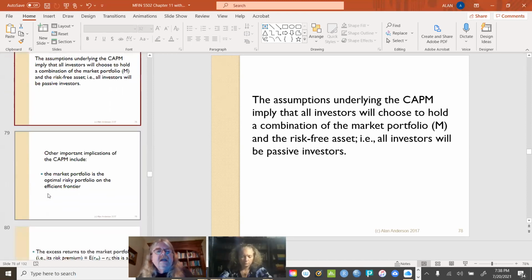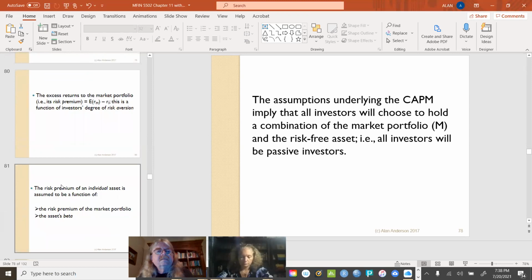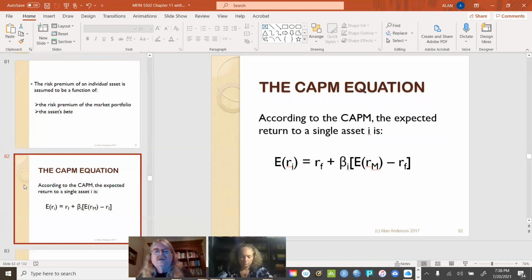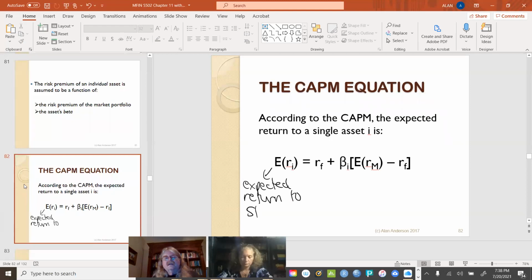So anyway, all of this is building up to an equation which will show us, based on this CAPM framework, what the expected return to a stock will be. So let's take a look at these different terms and see what they're all about. So this little i, the subscript i, means stock i. That's the expected return to stock i.